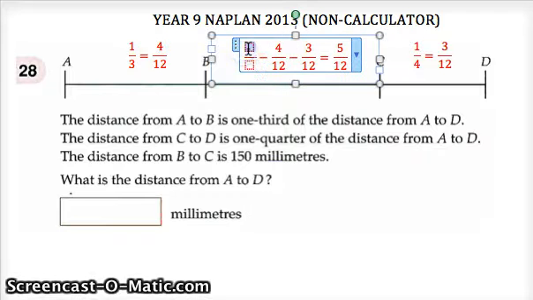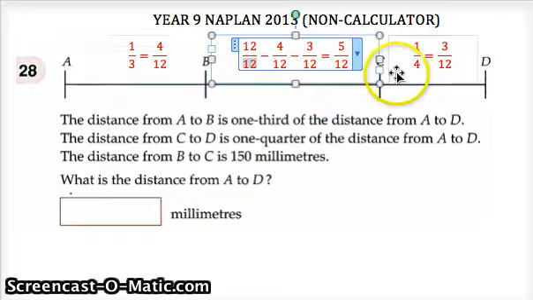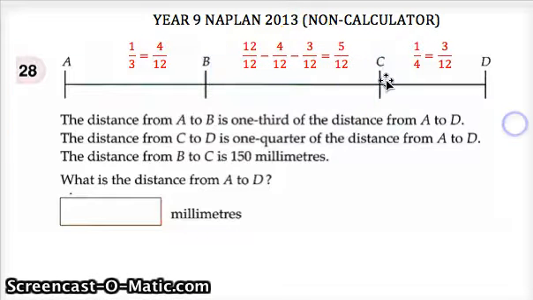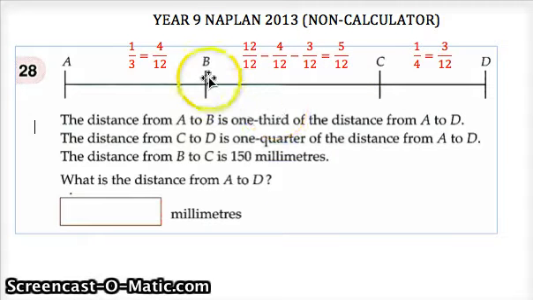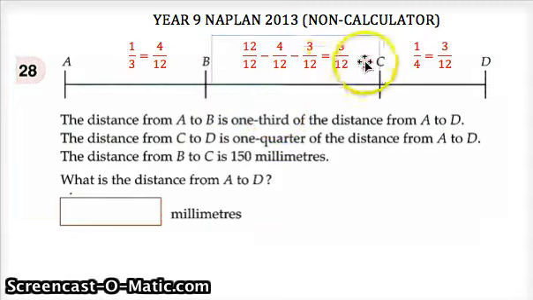So 1 whole is 12/12 minus 4/12 minus 3/12, because all the denominators are the same. 12 minus 4 minus 3 is 5. So this middle section here is 5/12 of the distance. We're also told that in this middle section B to C it's 150 millimeters.